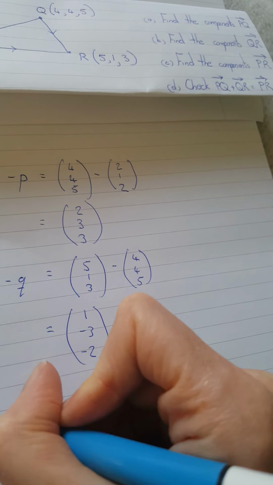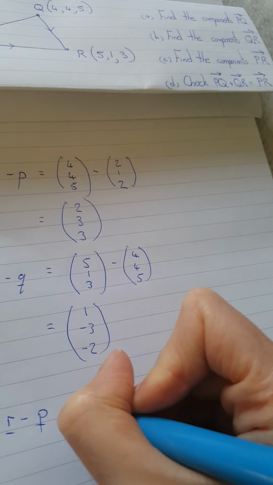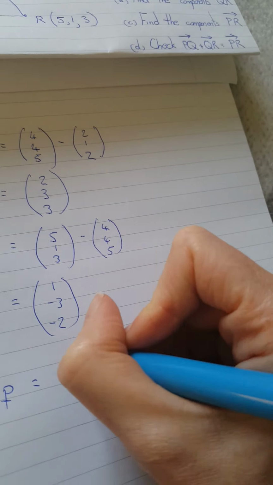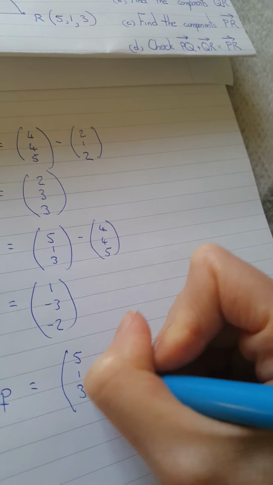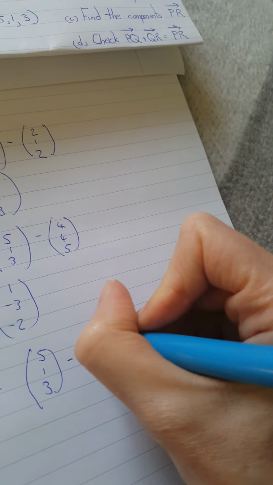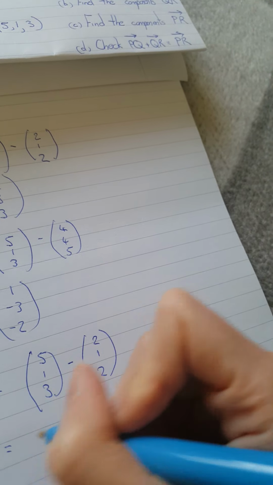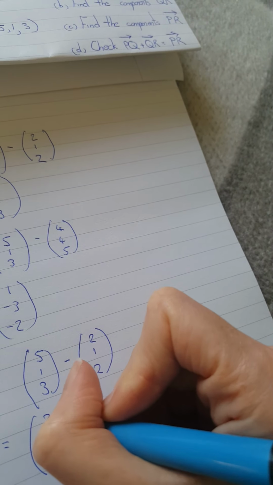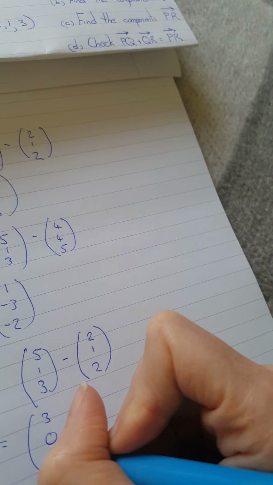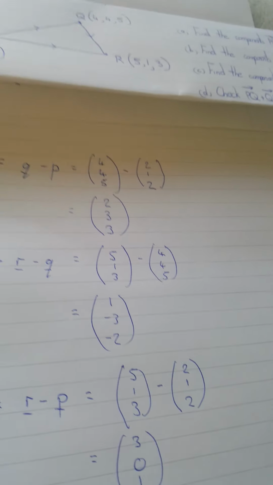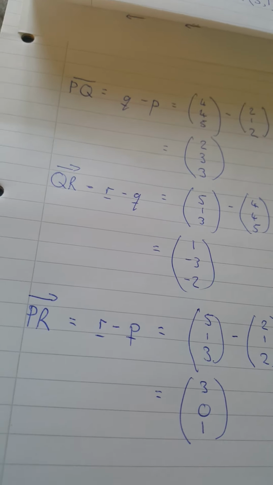Finally, we are going to work out the components of PR. So PR will be R minus P. Now R minus P, that's 5, 1, 3 minus P, which is 2, 1, 2, giving us components 3, 0, 1. So 3, 0, 1 for PR.